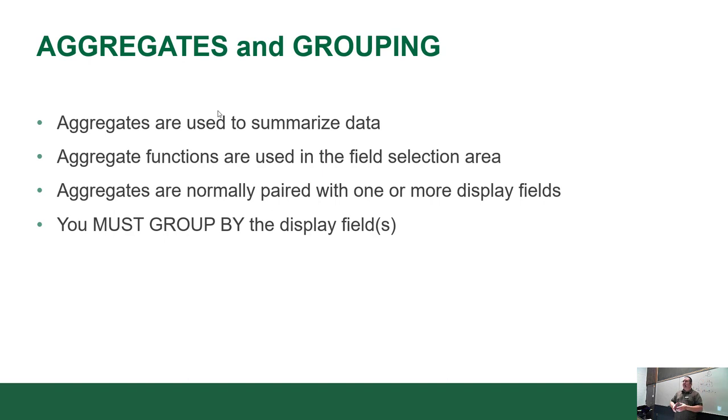Aggregate functions are used in the field selection area. They're normally paired with one or more display fields. If you just do aggregate and it gives you a number, it's usually not very meaningful, unless all you're doing is getting a count of rows. If you do have a display field, you must do a group by. I'll be demoing this before I talk about joins. Today, the demo will be coming in two pieces.